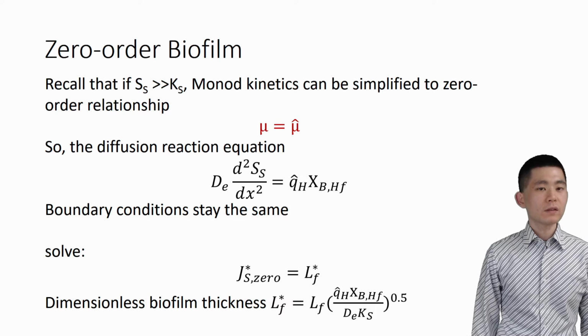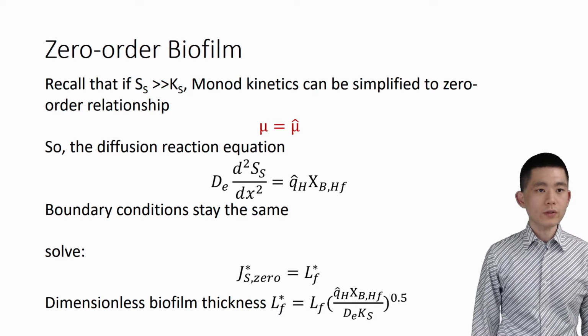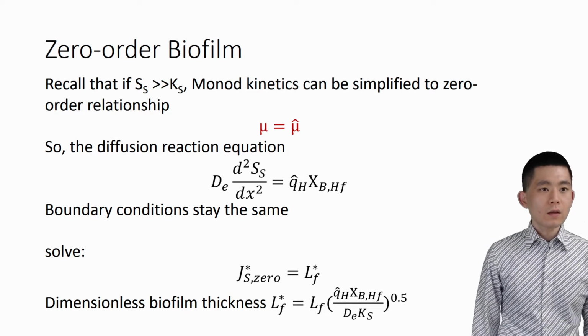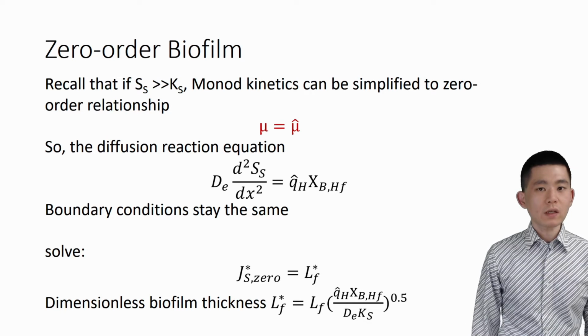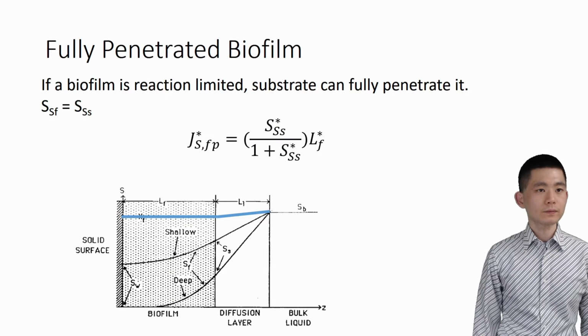On the other hand, if the substrate concentration is much larger than K_s, the Monod equation can be approximated as a zero-order equation. The diffusion reaction equation can also be solved in this case. The dimensionless zero-order flux equals the dimensionless biofilm thickness.